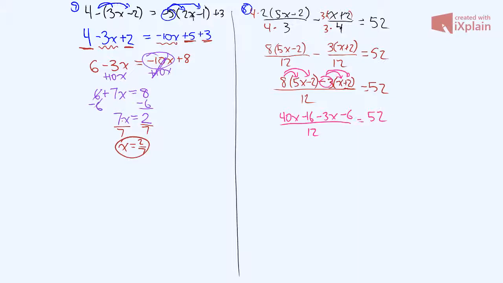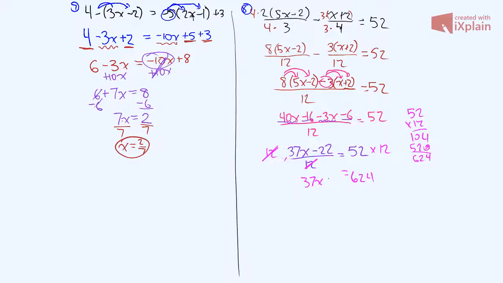Okay, let's combine like terms. We have a minus 16 and a minus 6, and then we have a minus 3x and a positive 40x. Let's start with our x terms. 40x minus 3x is 37x, and minus 16 minus 6 is minus 22, over 12, equals 52. Now we want to get rid of that 12. Since it's dividing by 12, we want to multiply both sides by 12. When we take 52 times 12, we get 624. So we do 624 on this side, and over here this 12 and this 12 cancel.